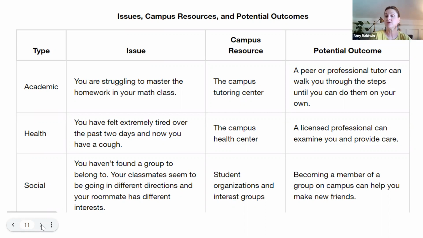and don't just tell me that an RSO can help with social adjustment. I want you to give me a specific one, and where they meet and when they meet and how they meet, and then describe what it is that they do that could help with that social adjustment. And you can find that through looking at more information about that RSO through Cub Connect, for example.